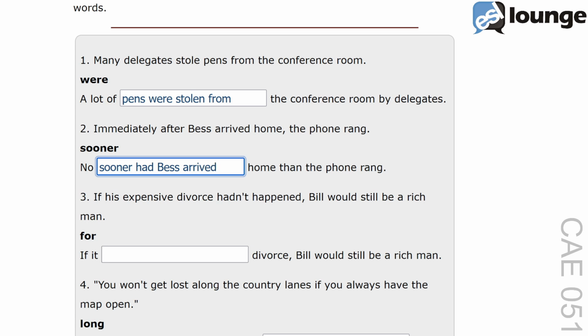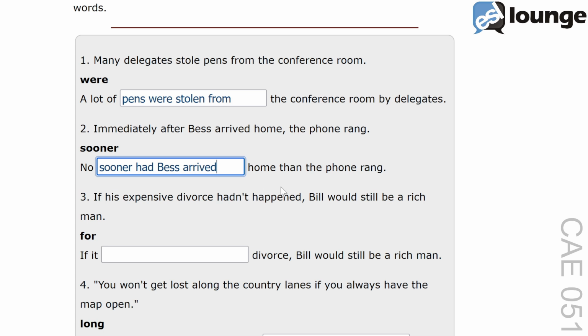The phrase no sooner had is used to emphasize that one event happened immediately after another. Sooner had Bess arrived indicates that the phone rang right after Bess got home. Another example, no sooner had I sat down than the doorbell rang.